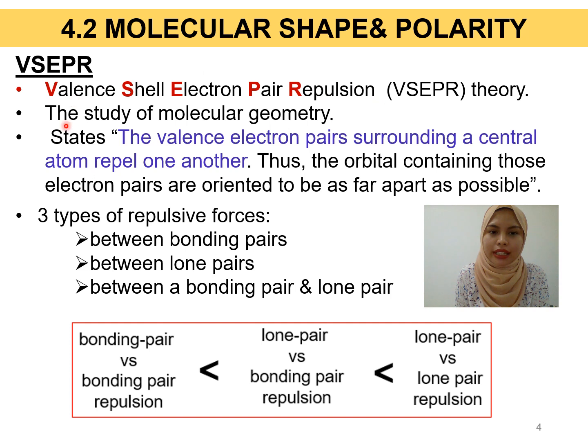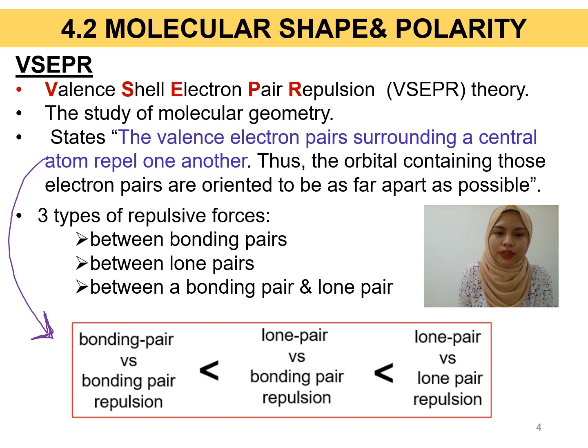Okay, so VSEPR theory states that the valence electron pairs that surround a central atom will repel one another. So if your central atom has valence electron pairs, they will repel one another. They will repel such that the electron pairs will be, if possible, as far apart as possible. Okay, so there are three types of repulsive force: between bonding pairs, between lone pairs, or between a bonding pair and a lone pair. And for the repulsion in VSEPR theory you can refer to this one.